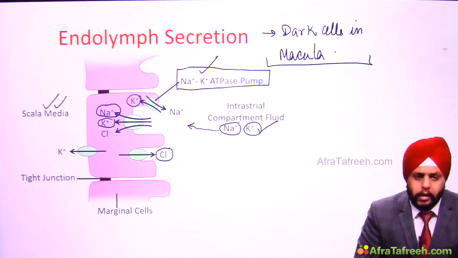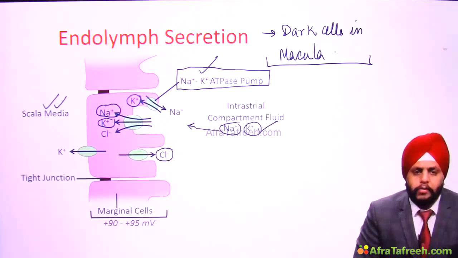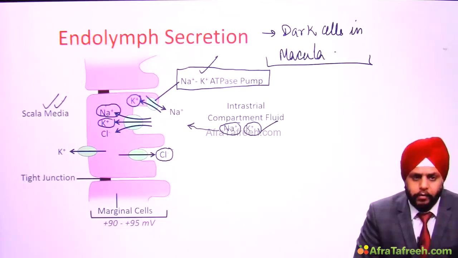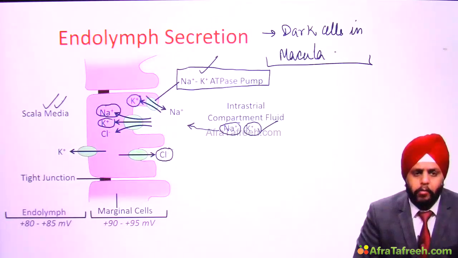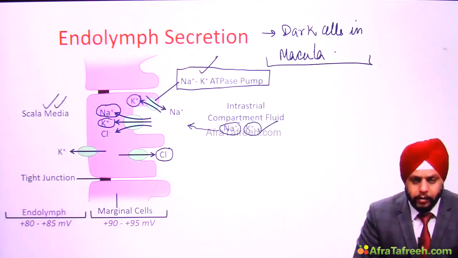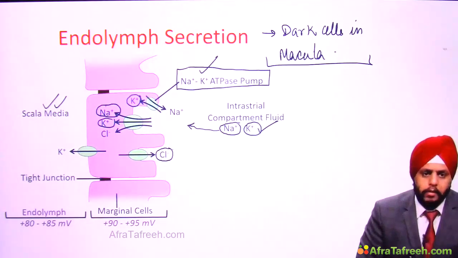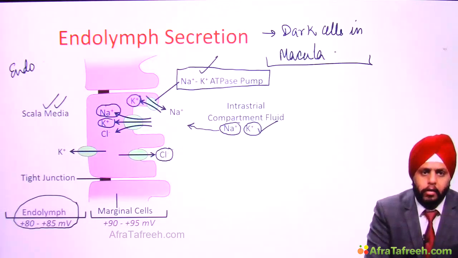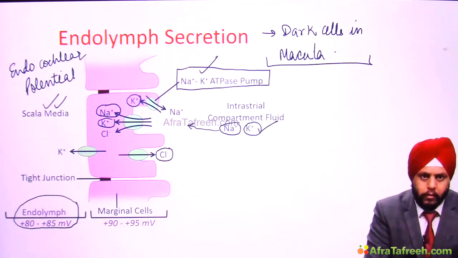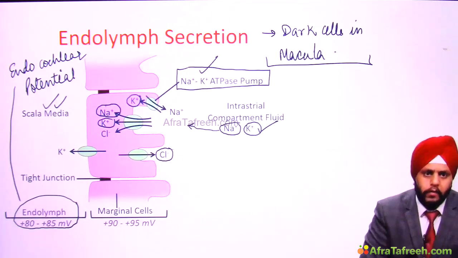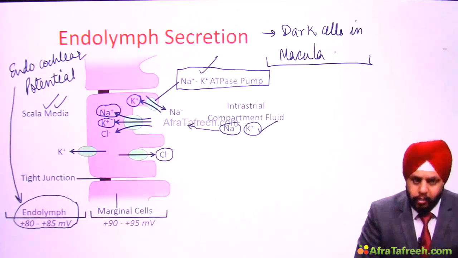Okay, now because of this arrangement inside the marginal cells, you see the electrical potential in the marginal cells reaches up to plus 90 to plus 95 millivolt, and inside the scala media where we have the endolymph, this electrical potential is plus 80 to 85 millivolt. Right, now this plus 80 to 85 millivolt electrical potential inside the scala media is known as endocochlear potential. Okay, so this potential over here is known as endocochlear potential.